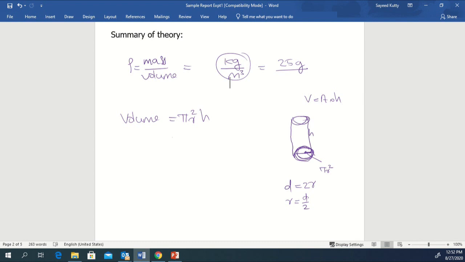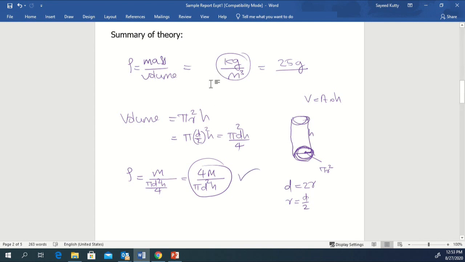If I substitute that equation here, what will be the volume relation? Why are we using this equation? Because we are measuring the diameter directly. So pi d by 2, the whole square, h, that means pi d square h divided by 4. So this is the volume equation. So let us rewrite the equation for the density. Density equals mass by volume. Let's say the mass is m and the volume is pi d square h divided by 4, right? So that means we can write 4m divided by pi d square h. So this is the equation you will be using to measure the density.